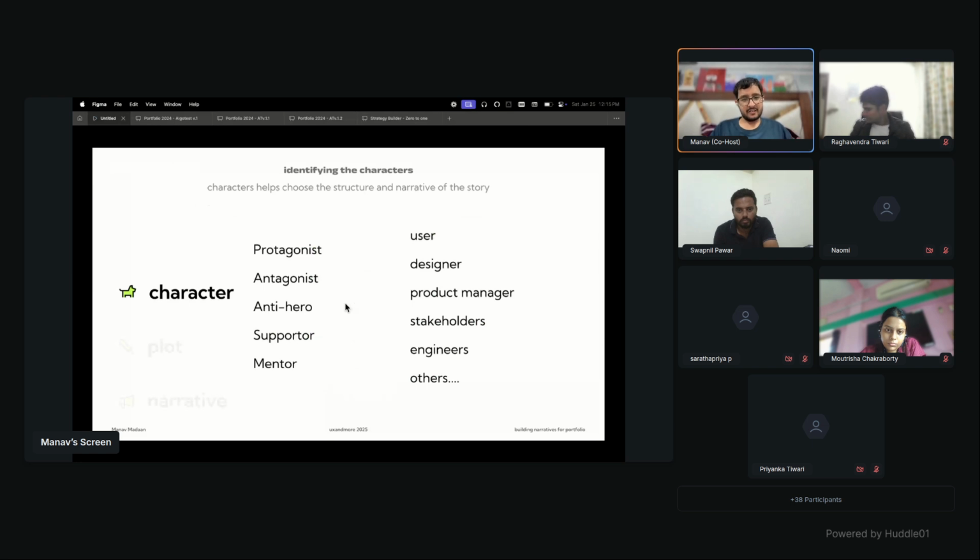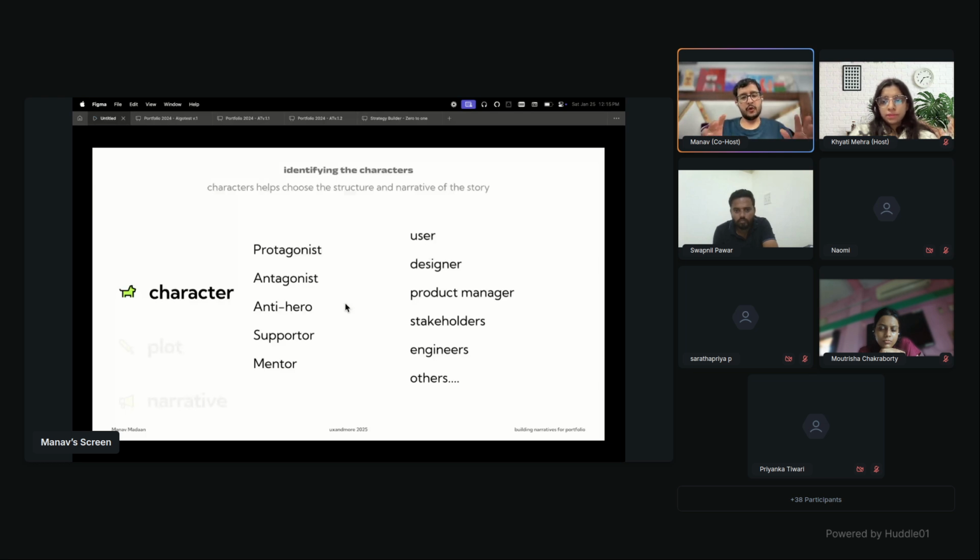What is a character? A character is anything, anyone. It could be one character, it could be multiple characters, that interacts in this story. Okay, now let's forget the story for a moment and replace the story with your project.